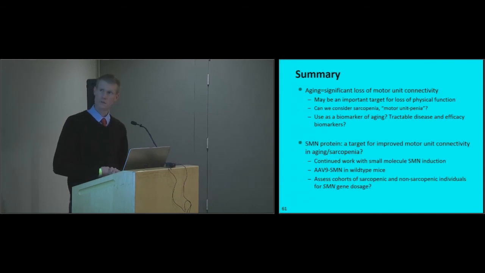And really the main summary of my lab is it seems that motor unit connectivity is important for aging. So that's a target that we're using to try to develop therapeutics. I also wonder, could sarcopenia be a motor unit penia? And so could MUNI be a good biomarker in aging studies? Because everybody's focused on muscle mass, but maybe we need better mechanism-related biomarkers. And so we're hoping to move this forward.